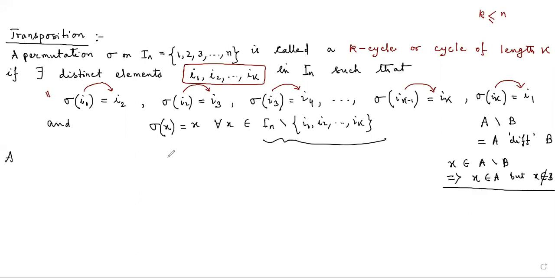Now, if we consider a k cycle with length 2, such a cycle is called a transposition. Transposition. And transposition plays a very vital role in the study of permutation group. Okay, so let us try to understand this particular definition with the help of an example.